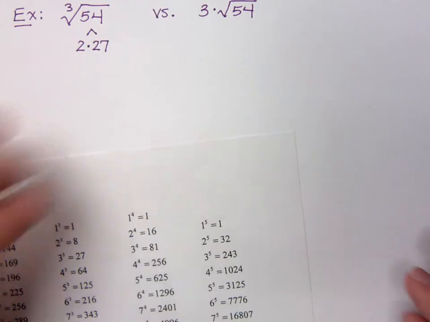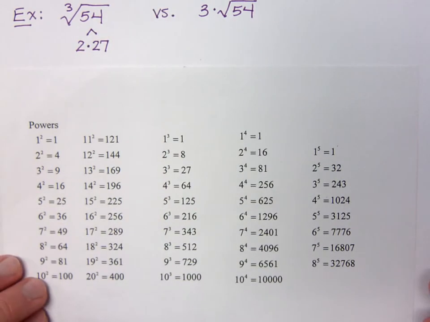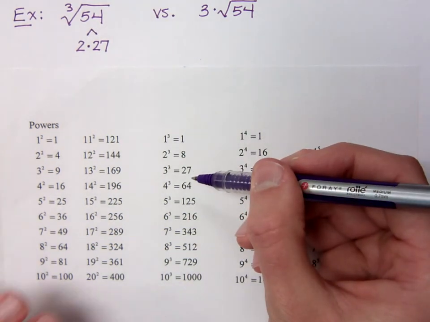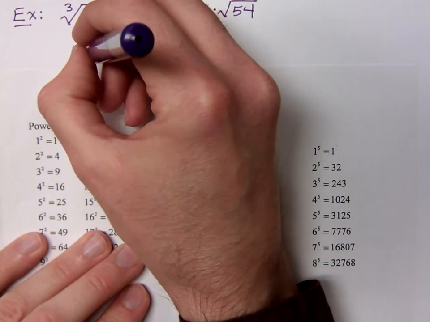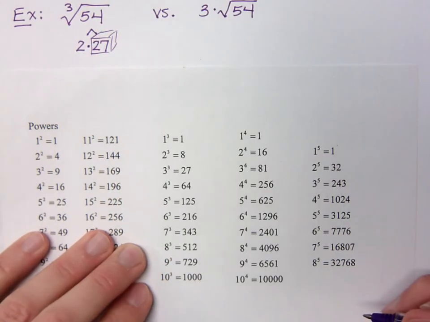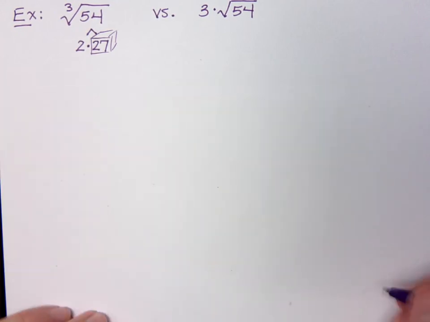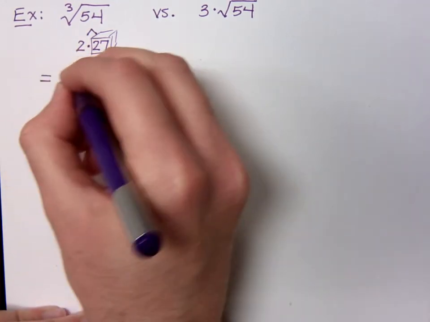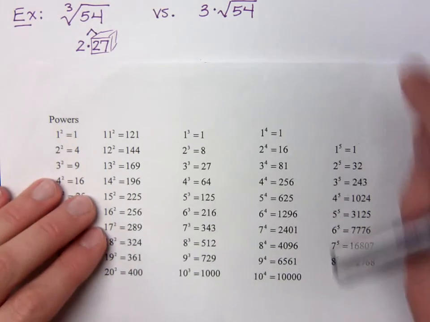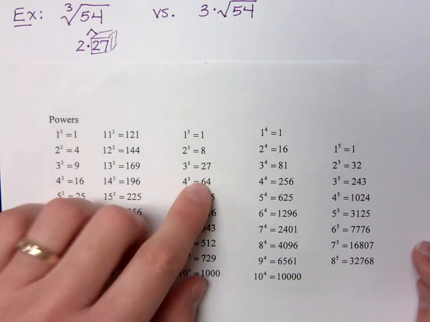Is that useful? No? It's not useful at all on my list of cubes, is it? Oh, what do you know? This guy is a perfect cube, isn't it? So what's the cube root of 27? Okay, again, here's your cheat sheet. 3. It's 3, right?